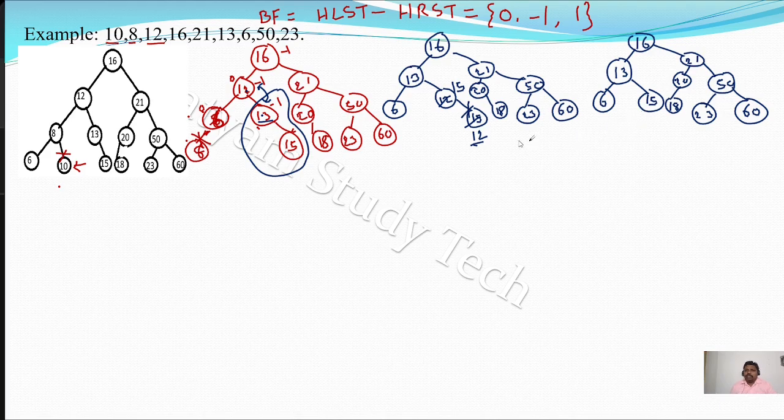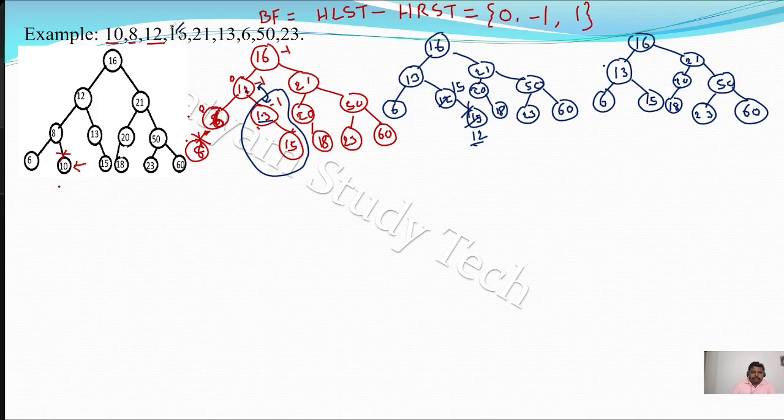After deleting this node, we have to check whether it is balanced or not. The balance factor of 6 is 0, here 0, here 0. Okay, then it is balanced. Now we have to check the root node, maybe it is affected. The height of the left subtree is 2 and the height of the right subtree is 3. So 2 minus 3 is minus 1. So it is balanced.